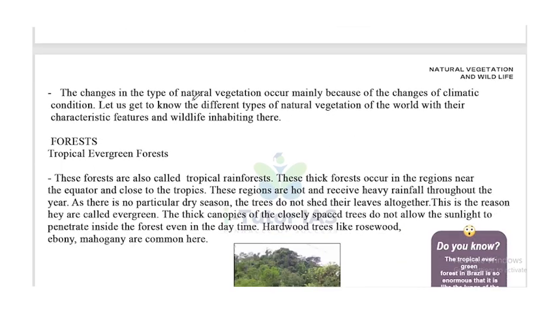The changes in the type of natural vegetation occur mainly because of the changes in climatic conditions. Let's get to know the different types of natural vegetation of the world with their characteristic features and wildlife inhabiting there. So first one is forest.